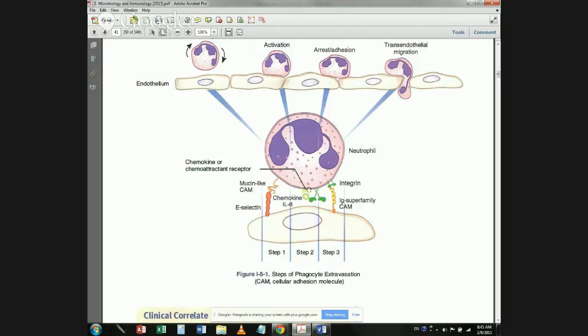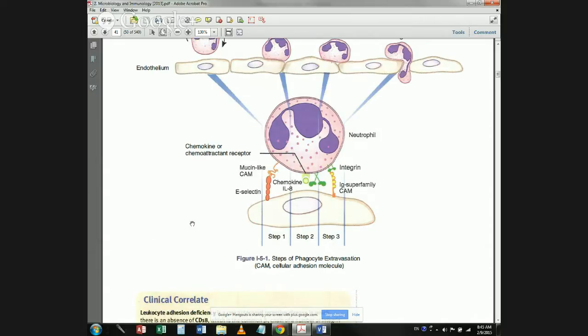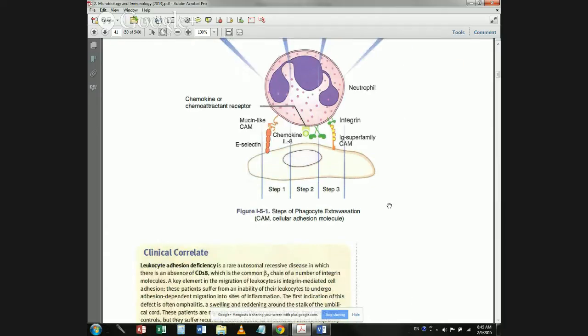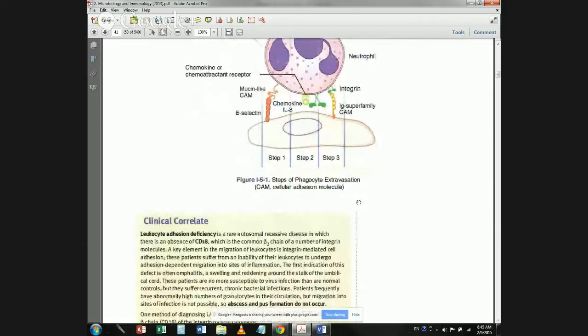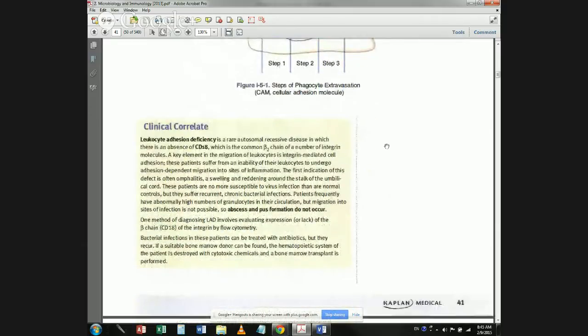What's happening in step 2 here? Step 2, we're being activated by IL-8 and N-formyl peptides. Sounds good to me. So you've got 1, 2, 3. Step 4 is making itself into a pseudopodium and extravasating into the tissues. So here's a clinical correlate. Leukocyte adhesion deficiency. Now that is a rare autosomal recessive disease in which there is an absence of CD18.